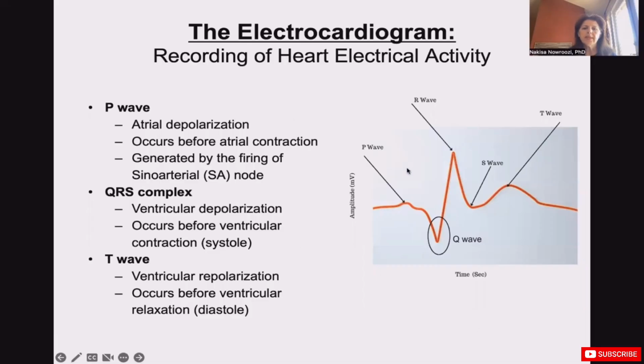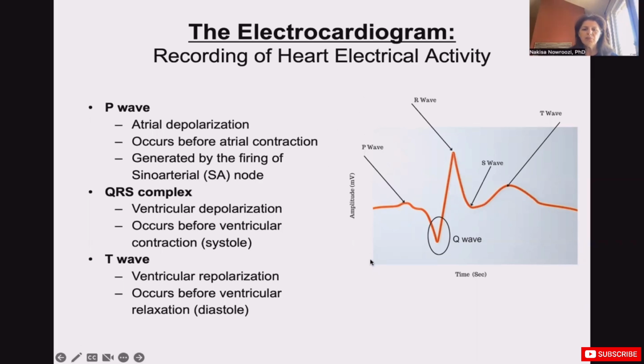This is showing an electrocardiogram here. This is the recording of heart electrical activity. You have different waves, different peaks. Each of them has a name, and each of them occurs after a certain event in the heart. For example, you have the P wave, the QRS complex, which has Q wave, R wave, S wave. Together, it's called the QRS complex. You have the T wave that comes after the QRS complex.